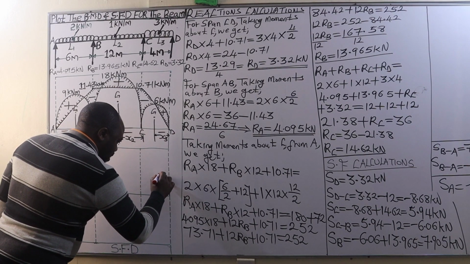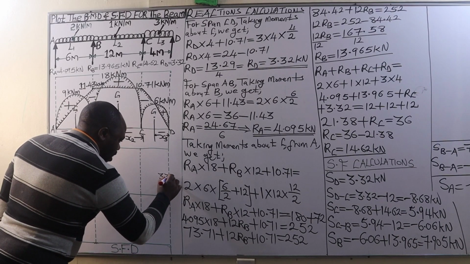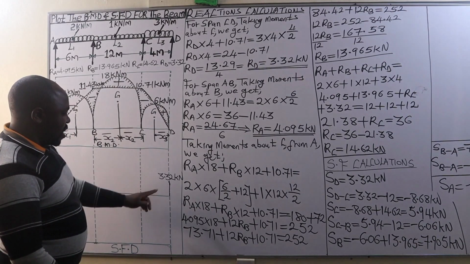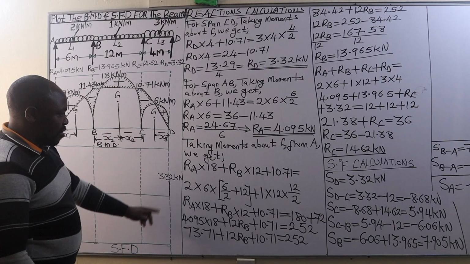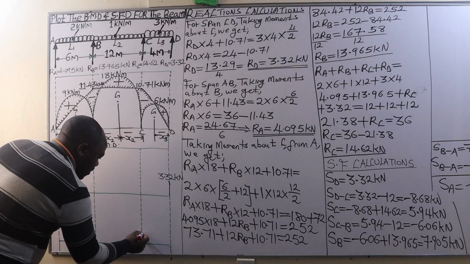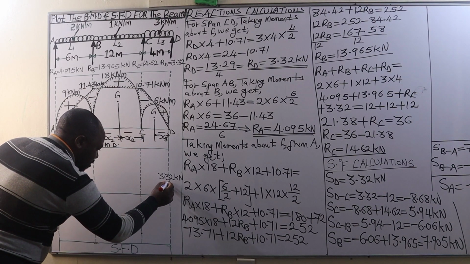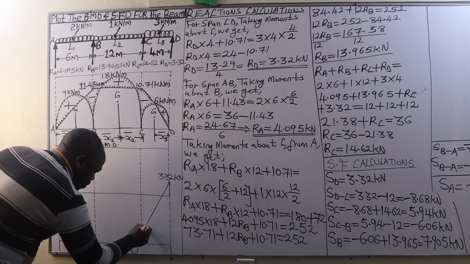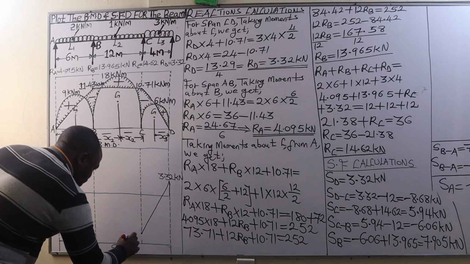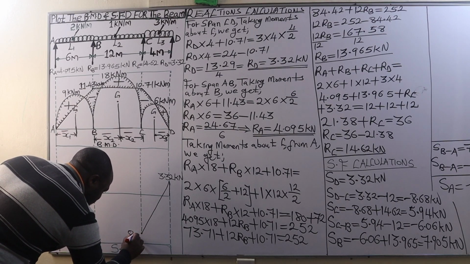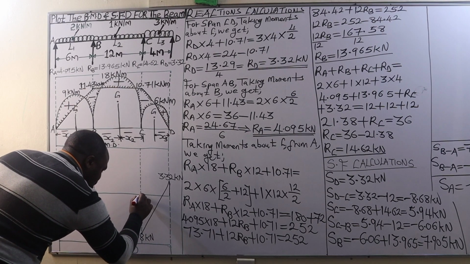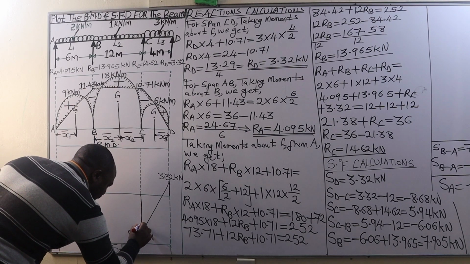So we have 3.32 kilonewtons. Then shear force between D and C will change from 3.32 to negative 8.68. So negative 8.68, let me approximate it to be at that point. We join those 2 points together. So this is 8.68 kilonewtons. Join it to the horizontal line.